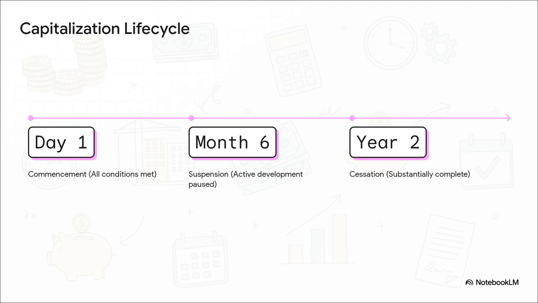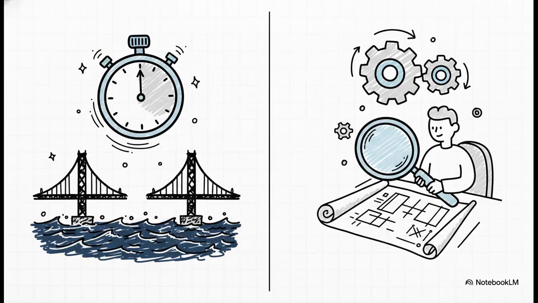The life cycle itself is pretty logical. You commence on day 1 when those exact conditions we just talked about are met. Down the line, say around month 6, you might hit a period where you must suspend capitalization if active development of the asset pauses. And finally, you hit cessation, maybe in year 2, when substantially all physical activities to prepare the asset are complete. But you've got to watch out for this conditional override regarding suspension. Unless the delay is a necessary part of the process, you do not suspend capitalization.